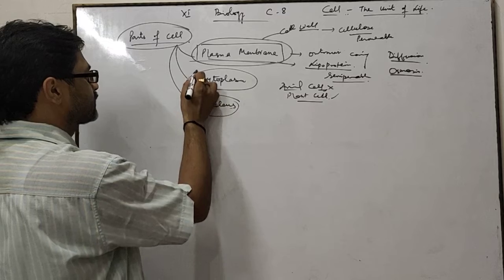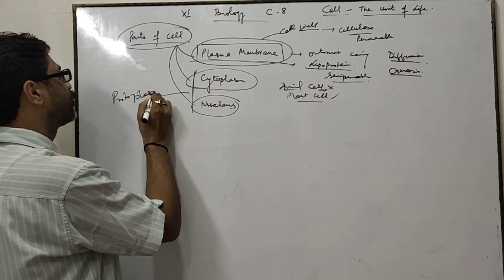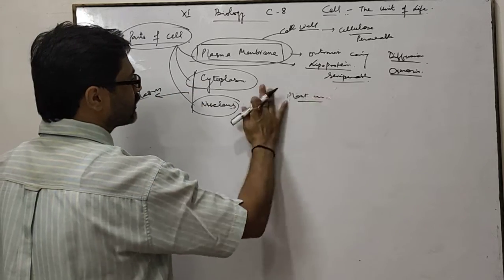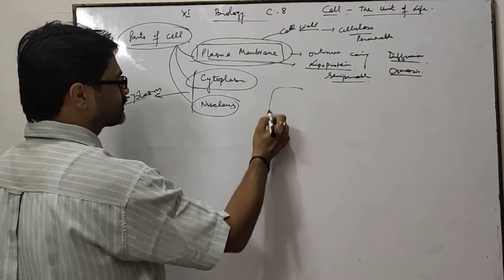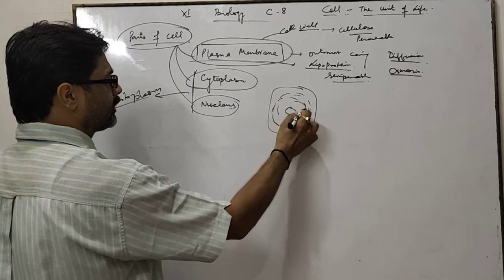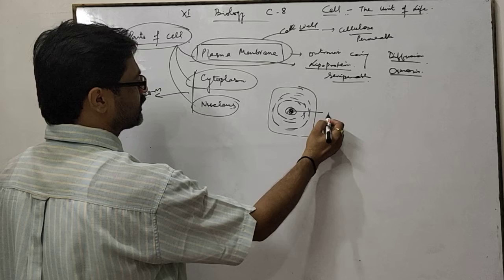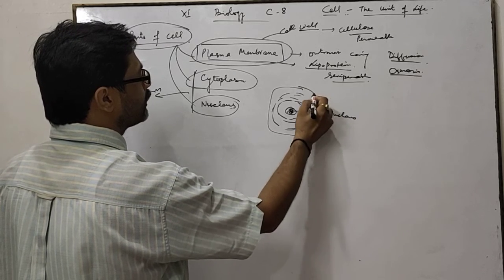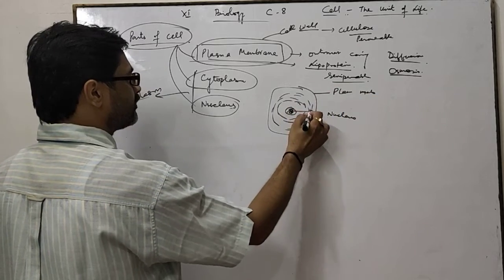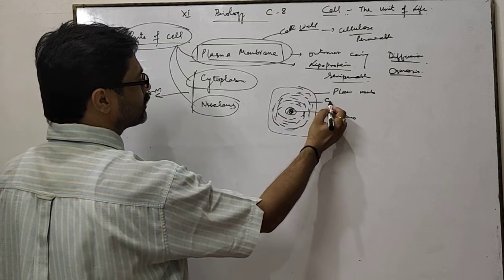Cytoplasm and nucleus both are collectively known as protoplasm. Protoplasm is the combination of cytoplasm and nucleus. What is cytoplasm? Cytoplasm is the liquid present within the plasma membrane and surrounds the nucleus. If this one is nucleus, this one is plasma membrane, then in between this and this is cytoplasm.